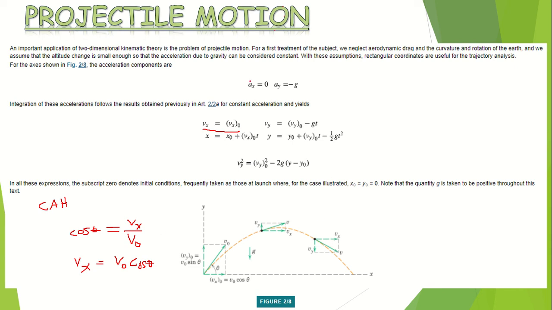And using the other derivation, we have v sub y squared equal to v sub y sub 0 squared minus 2g times y minus y sub 0. So these are the important formulas that we need to use. In all these expressions, the subscript 0 denotes initial conditions, frequently taken as those at launch, where for the case illustrated, x sub 0 equals y sub 0 equals 0. Note that the quantity g is taken to be positive throughout this text. So that's the basic concept for projectile motion.